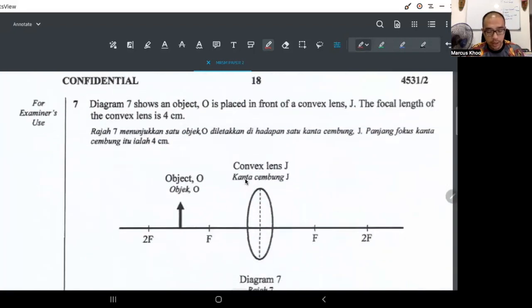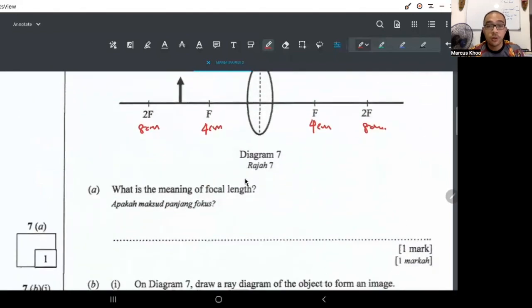All right, let's quickly finish these last two. Diagram 7 shows an object O placed in front of a convex lens J. The focal length of the convex lens is 4 cm. So here's 4 cm, here's 8 cm, and so on. What is the meaning of focal length?